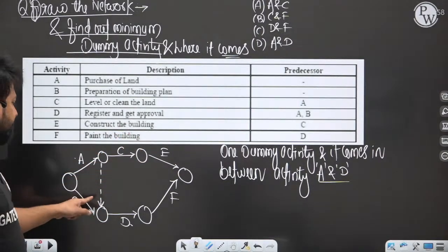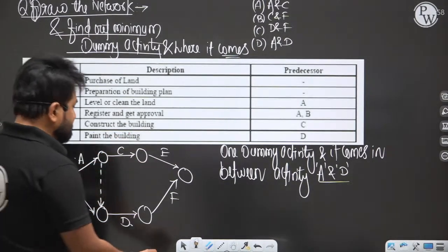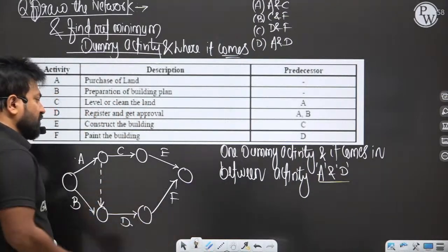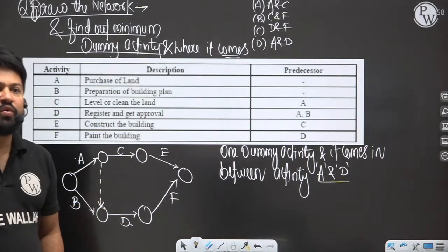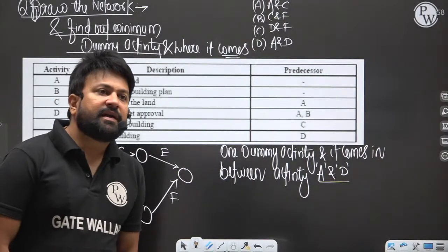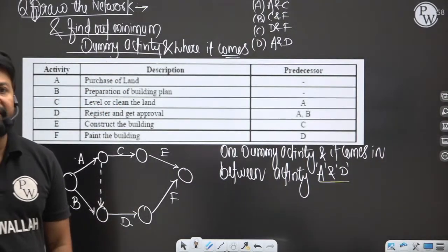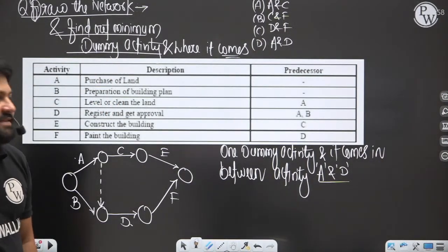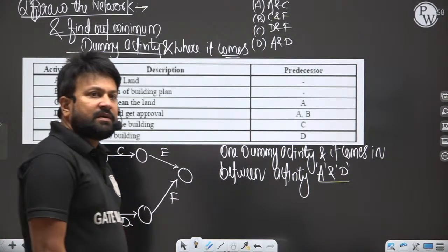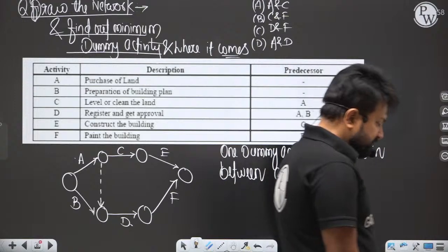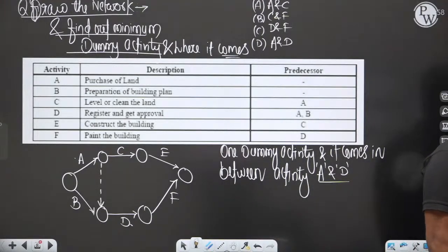So how many dummy activities? Only one. Minimum, my dear; maximum could be anything. But the minimum number of dummy activities, how much? Only one. Tell me everyone, is that point clear or not? Is this network clear or not?